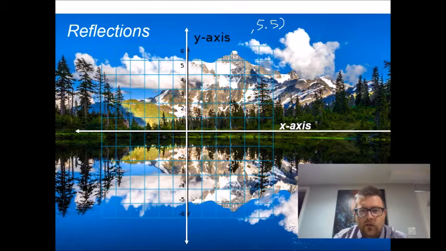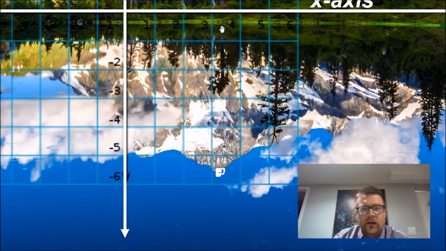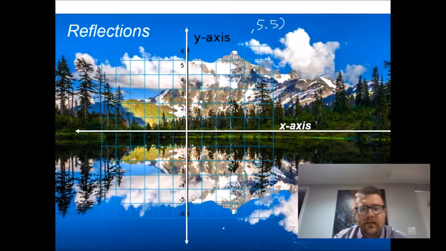Now let's look at that same mountain peak. Here it is, reflected below the water line, in this case the x-axis. Okay, here it is. Let's count down. 1, 2, 3, 4, 5.5. So they're the same distance. Okay, and we're going to have to give this one a negative sign, of course, since it's below the x-axis.